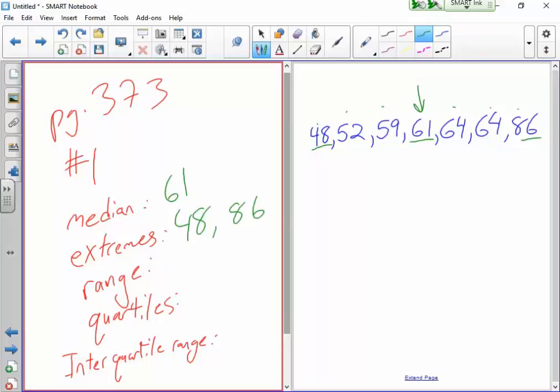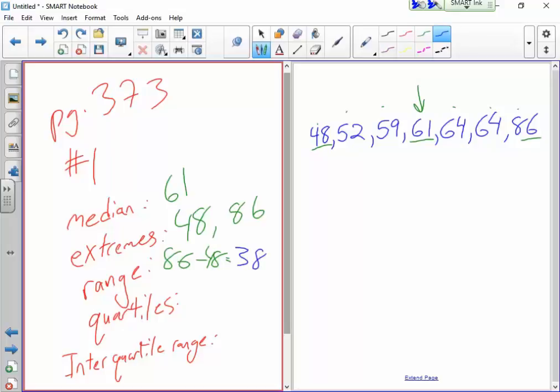Okay, now the range. How would I find the range? You subtract the lower extreme from the upper extreme. So I'm doing 86 minus 48, which would give us 38. Okay, we're good for that.